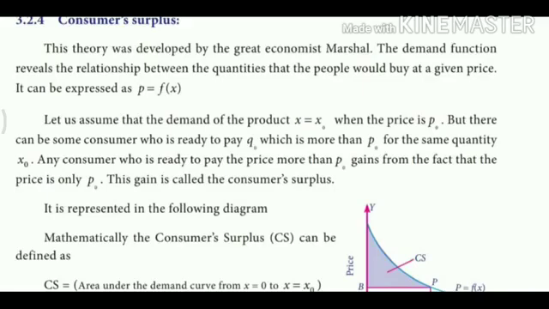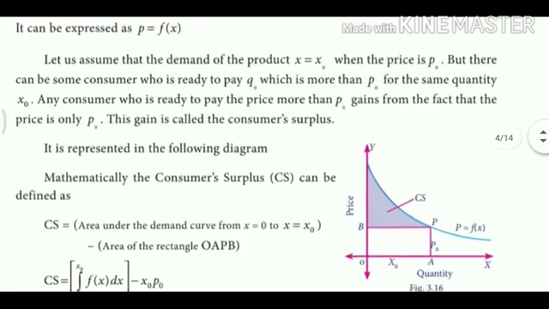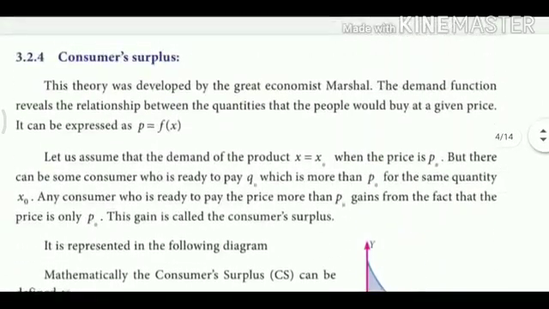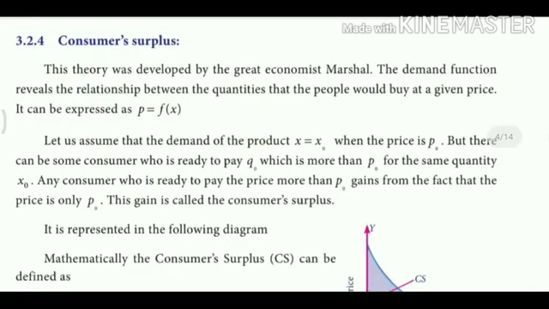That is, the actual price is P equal to 5 rupees. But some person is ready to buy at 8 also. Okay, so they are willing to buy at the price 8. The extra price is denoted here as consumer surplus. That is, the actual price is 5, but he is ready to pay 8 for that same product. So it proves the willingness of that person.